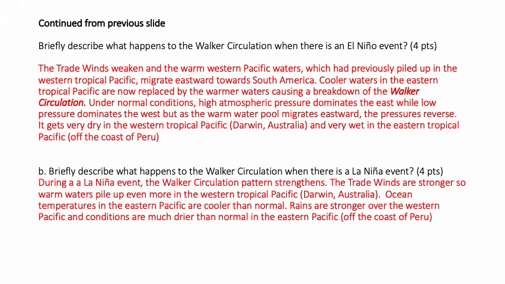And what happens when there's a La Nina? Well, it's basically like the Walker circulation on steroids. That Walker circulation pattern strengthens, the trade winds are even stronger, so you have even more warm waters piling up in the western tropical Pacific, more moisture, a lot more rainfall in that region. Ocean temperatures in the eastern Pacific are cooler than normal. Rains are very strong over the western Pacific, and conditions are much drier than normal in the eastern Pacific, so off the coast of Lima, Peru.